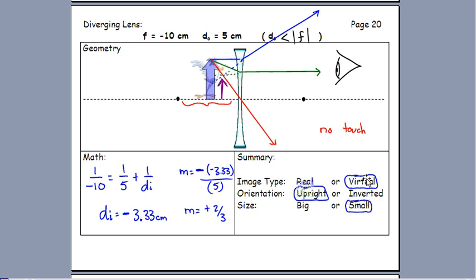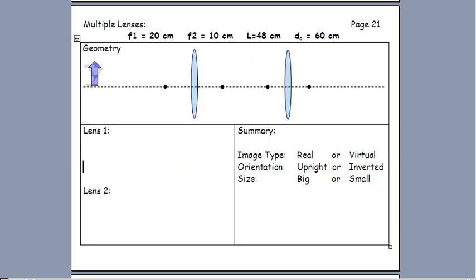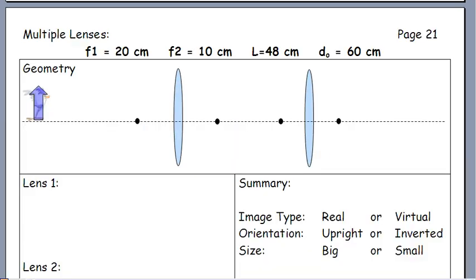Okay, the second part of the lesson today, we're going to take a look at what happens if you were to do multiple lenses, one lens after another. Now, these diagrams that I have here are horribly not to scale. They're just a little visual aid for us to figure out where things are going to go. So don't trust them for a ray diagram.